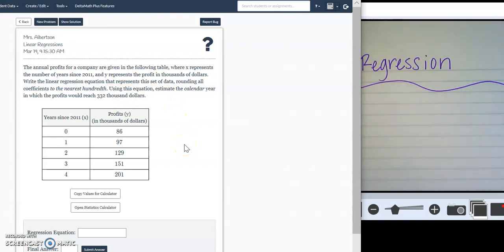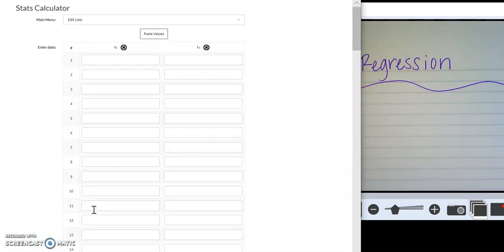All right, so what we're going to do is copy the values for the calculator. Click on that, and then we're going to open the statistics calculator. Now, if we had graphing calculators, we would be entering all of these ordered pairs in there, but all you need to do is paste them in here. On a graphing calculator, we have list 1, which represents our X values, and list 2 represents our Y values. We already have that in there. If we had additional values, we could just type them in.